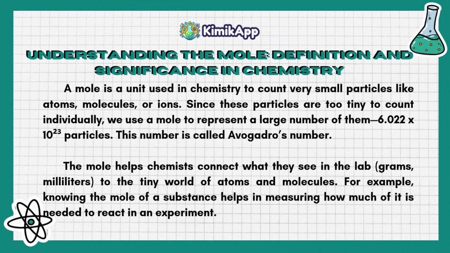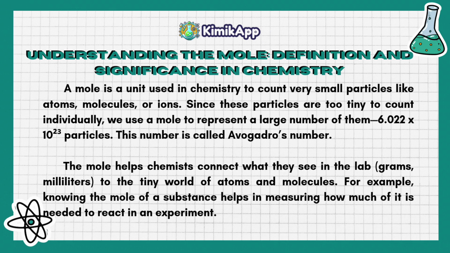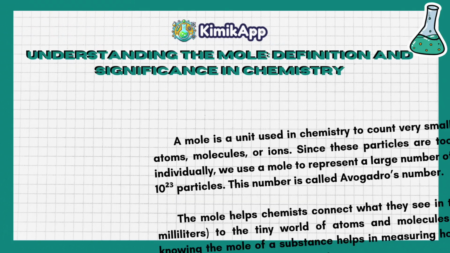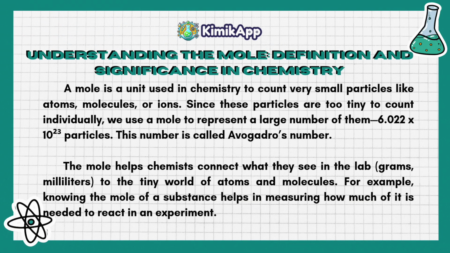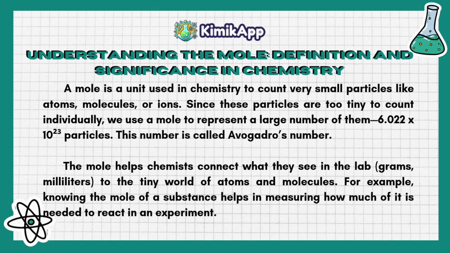In simple terms, a mole is a unit used in chemistry to count very small particles like atoms, molecules, or ions. Since these particles are too tiny to count individually, we use a mole to represent a large number of them, which is 6.022 times 10 raised to the 23rd particles. And this number is called Avogadro's number. The mole helps chemists connect what they see in the lab, such as grams, milliliters, to the tiny world of atoms and molecules. For example, knowing the mole of a substance helps in measuring how much of it is needed to react in an experiment.